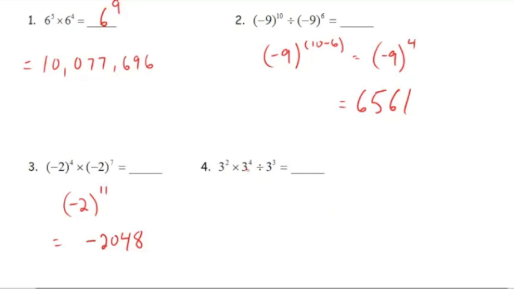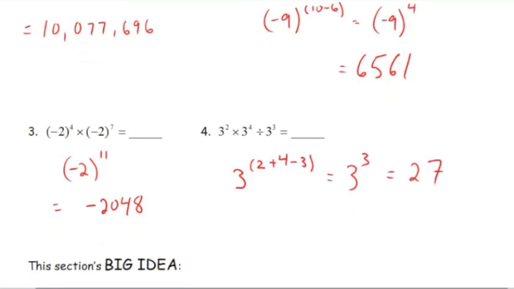Okay, number 4. Here we can look at our base is the same. It's 3. So with our exponents, we have 3 to the power of 2 times 3 to the power of 4. So we add those exponents. So it's 2 plus 4. And then we're dividing 3 to the power of 3. So that's subtracting 3. And sorry, that's a funny looking 4. I'm going to fix that. That should be 4. So this should be 3 to the power of 3, which is 27.